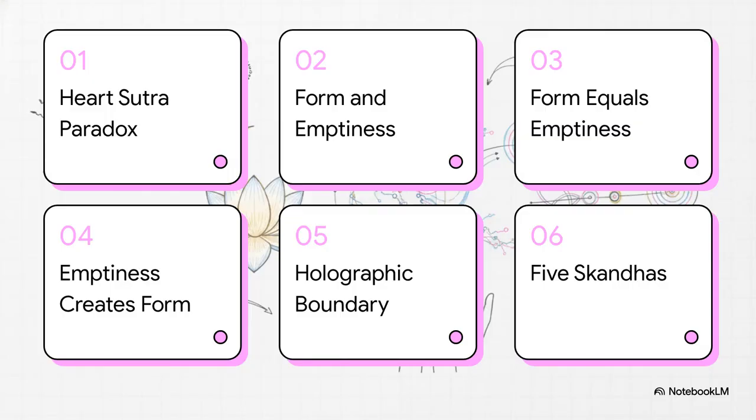Here's a quick look at our roadmap. We're going to cover: 1. The Heart Sūtra paradox, 2. Math, form, and emptiness, 3. Proof 1, form equals emptiness, 4. Proof 2, emptiness creates form, 5. The holographic boundary, and 6. Physics of 5 skandhas. I know it sounds like some pretty dense math, but don't worry, we're going to break this down step by step.